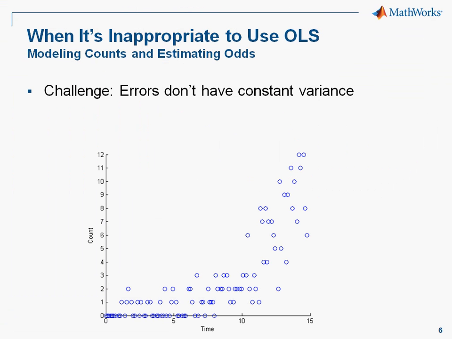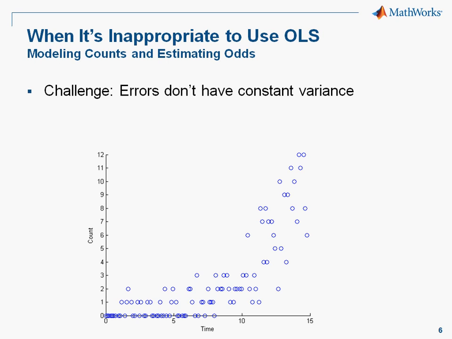Let's jump back to PowerPoint and start discussing how to model counts and estimate odds. These types of models present special challenges because the errors don't exhibit constant variance. As a result, you can often get better results using a technique other than ordinary least squares. Let's start with a simple graphical example of a Poisson regression problem. The plot that you are looking at is a set of data points that shows count as a function of time.